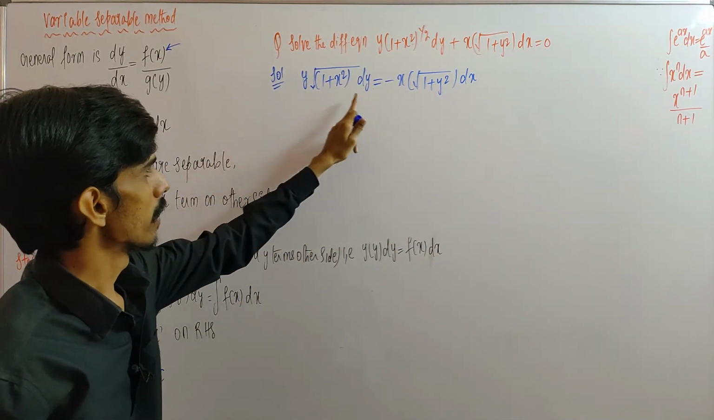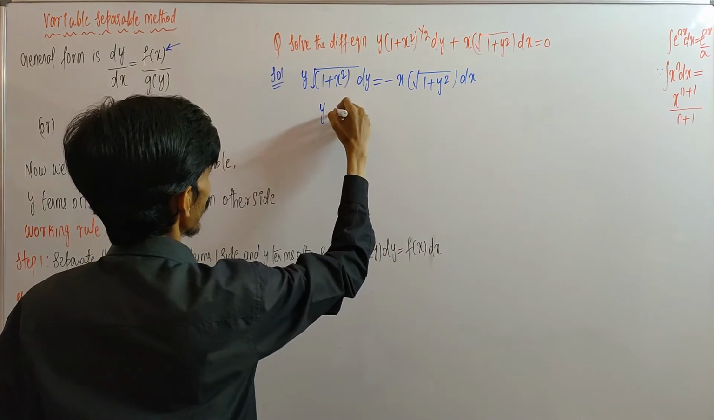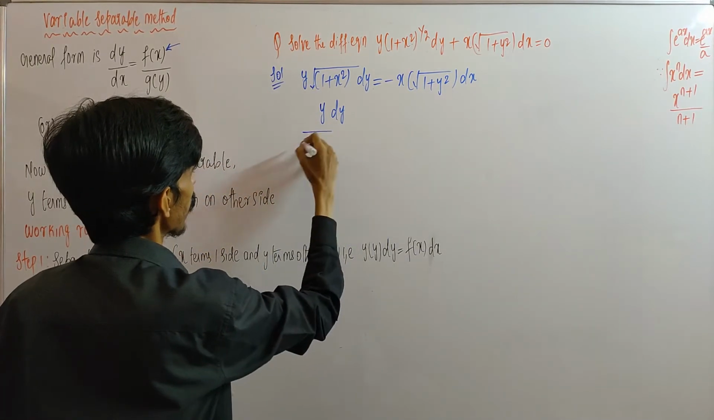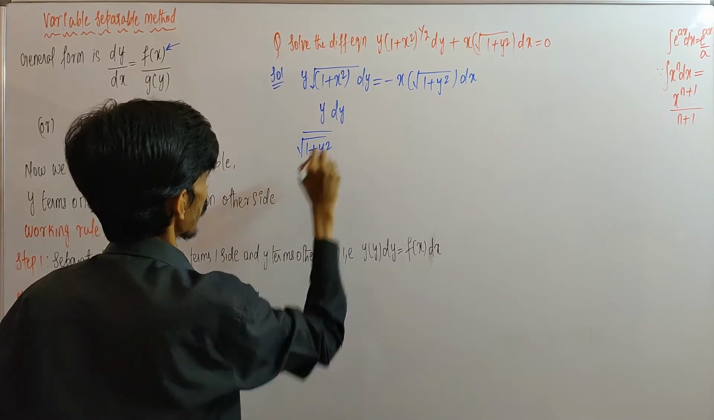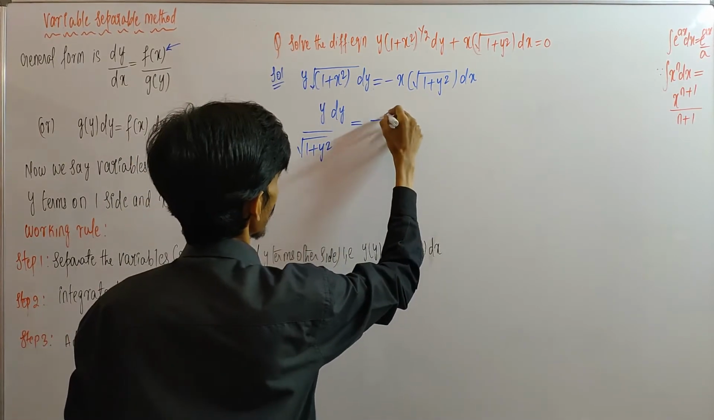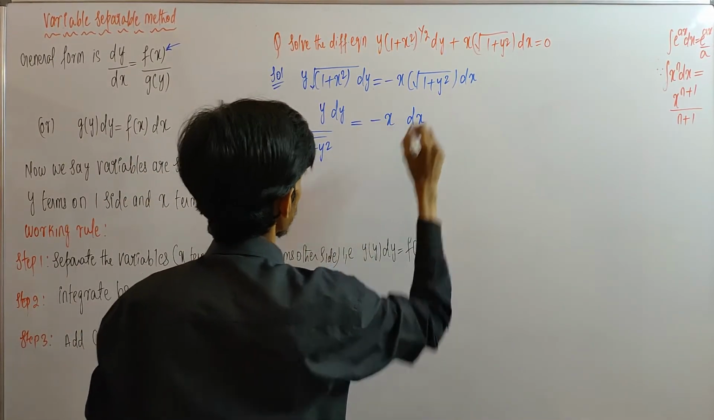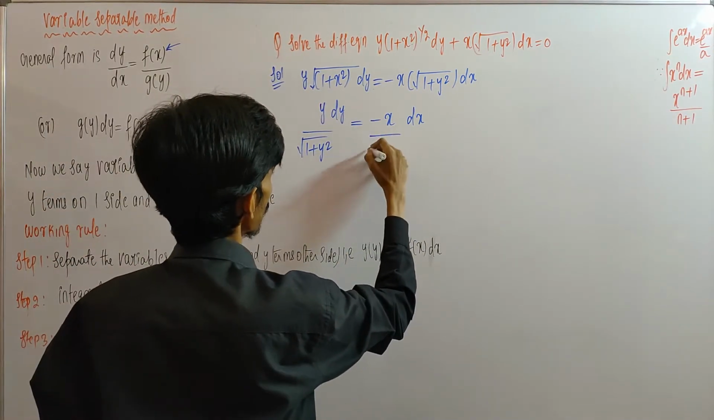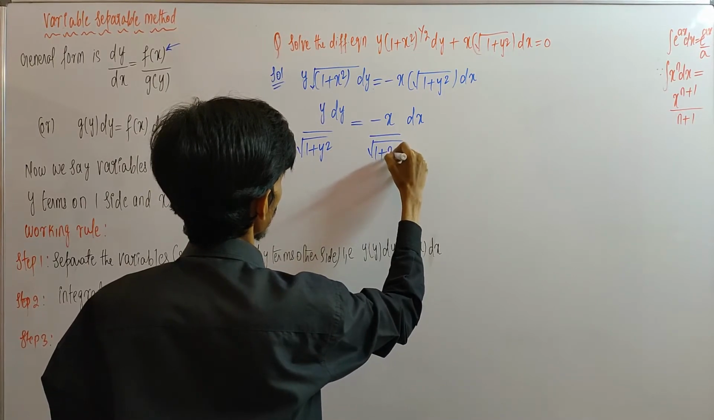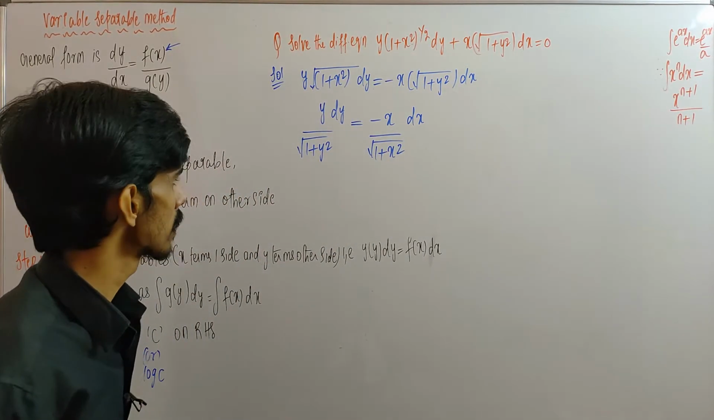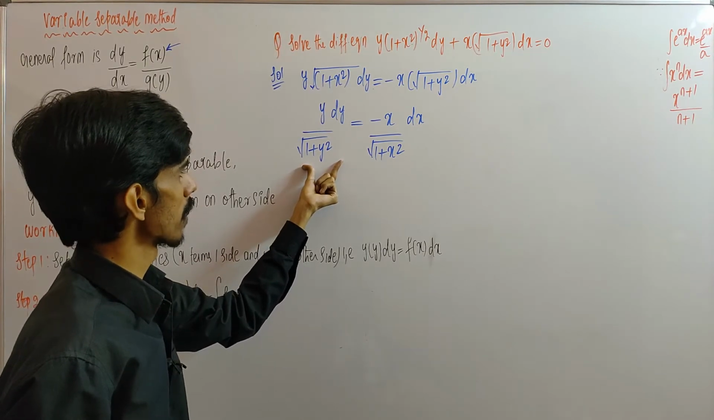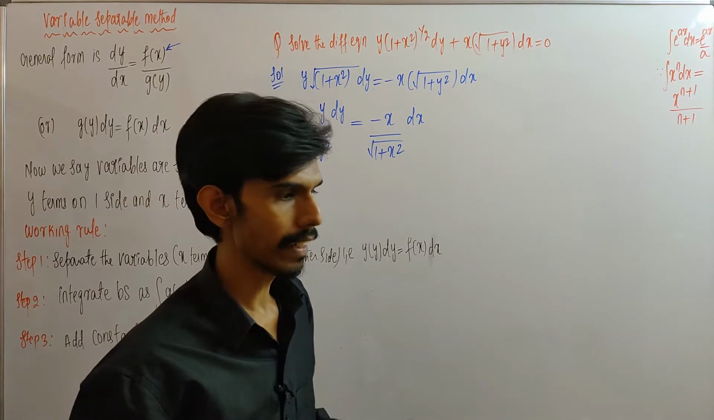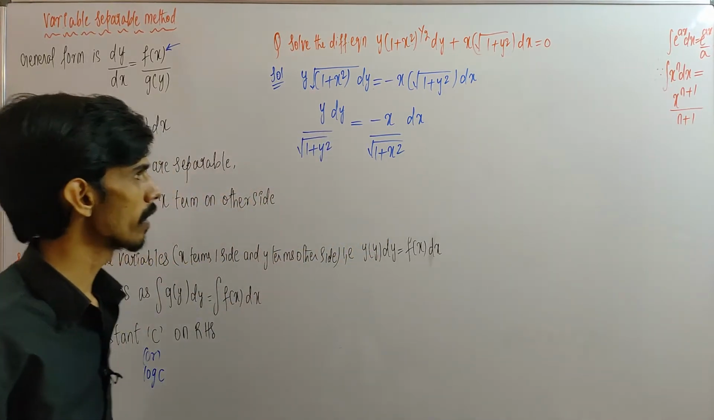Here I have y dy. So write down y dy. Send this y term here, it will become root over 1 plus y square is equal to, here I have minus x dx. Send this x term to that side, it will become root over 1 plus x square. Now with this, we got y terms here and x terms here. That is, variables are separated, that is x terms on one side, y terms on the other side.